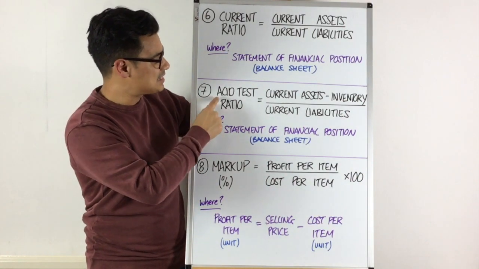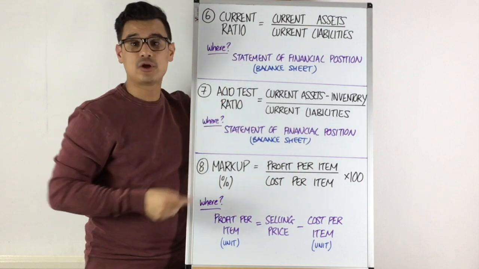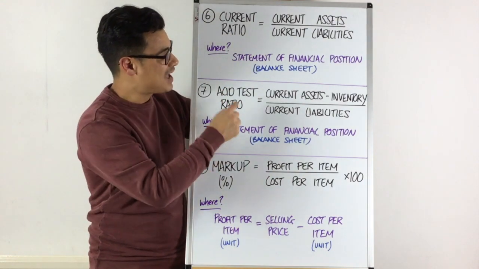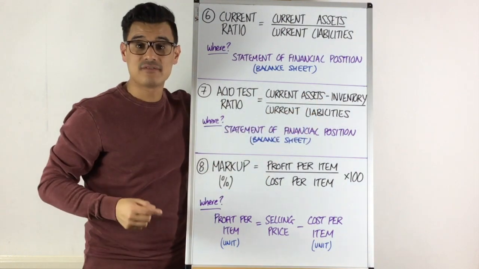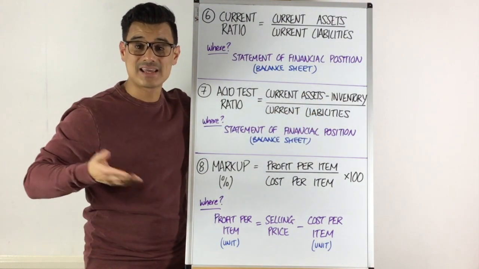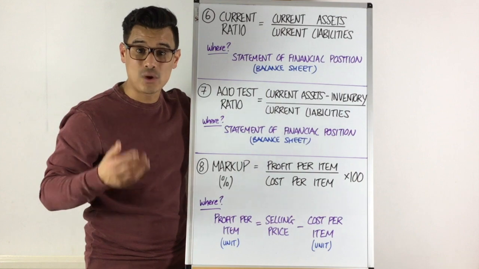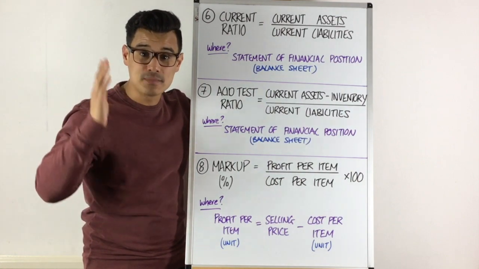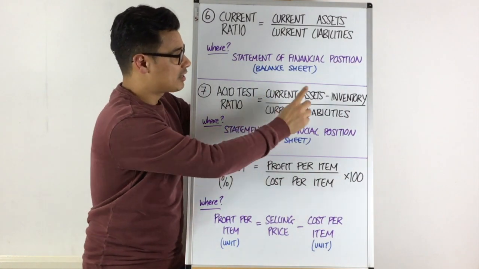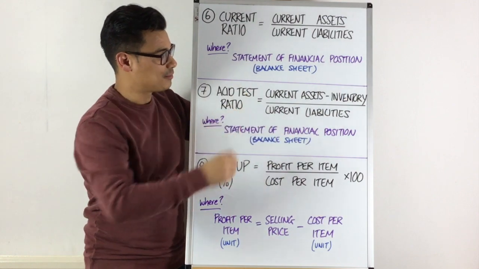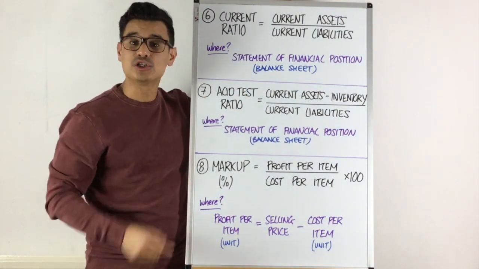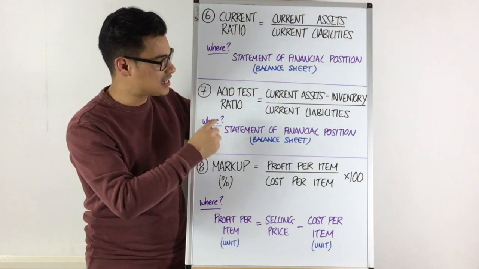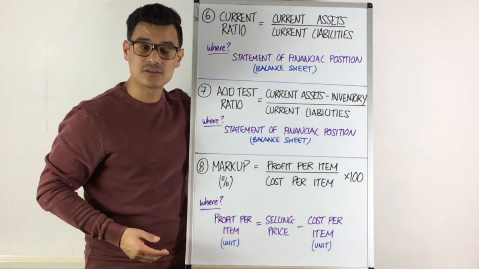So the next one is the acid test ratio, which is very closely related to the current ratio and is simply current assets, which you actually had there, but you're taking away your inventory, which is the same thing as your stock. It is sometimes known as the quick test ratio because it shows your immediate liquidity. So current assets minus inventory, all divided by current liabilities, and that will give you your acid test ratio. And you will also find this on the statement of financial position, otherwise known as the balance sheet.